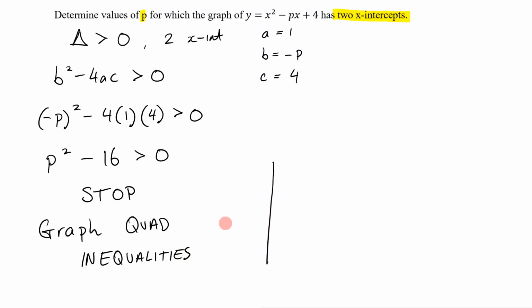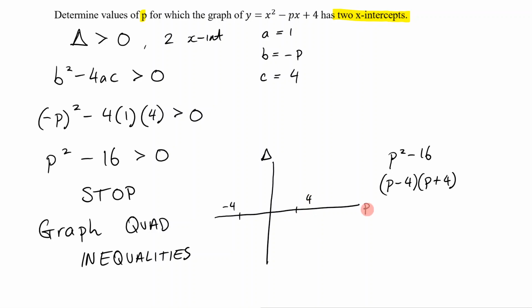We're going to come here. This is going to be our discriminant. This is going to be p. And we're going to graph p squared minus 16. We're going to have to find our x-intercepts. Now that isn't that tricky because we know that this is a difference of perfect squares. So it's going to be p minus 4, p plus 4. So that means we're going to have an x-intercept at negative 4 and 4. I should be saying p-intercepts.